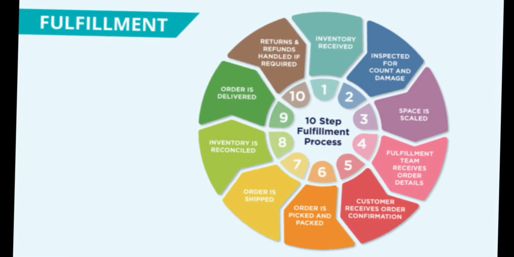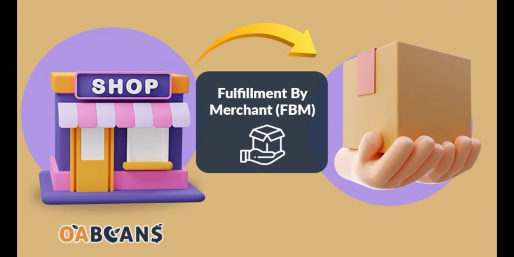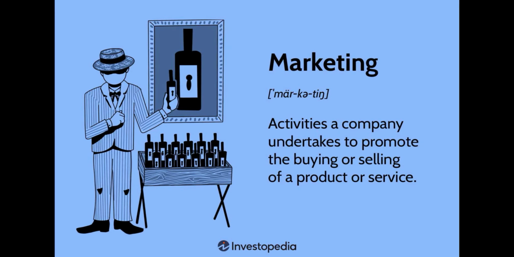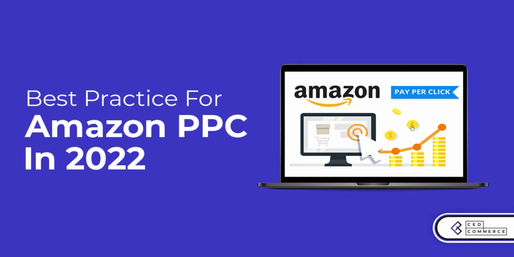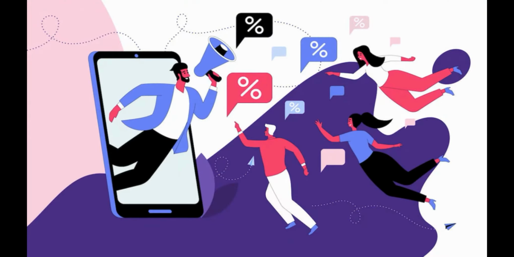Fulfillment method. Decide whether you want to fulfill orders yourself, FBM, fulfillment by merchant, or use Amazon's fulfillment services, FBA, fulfillment by Amazon. Marketing. Plan how you'll promote your products. Consider Amazon PPC, pay-per-click, advertising, social media marketing, or influencer partnerships.